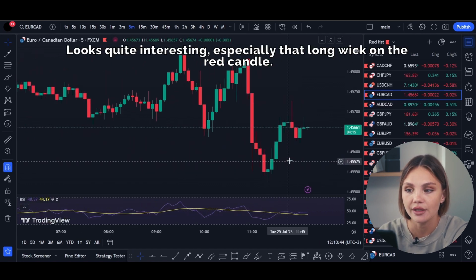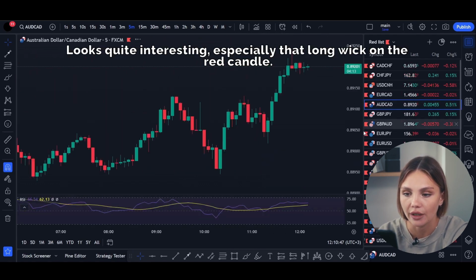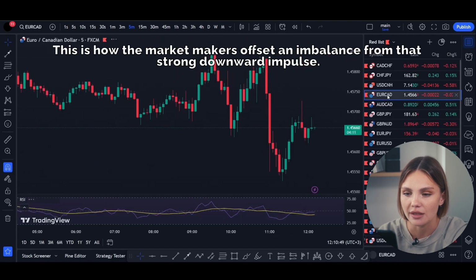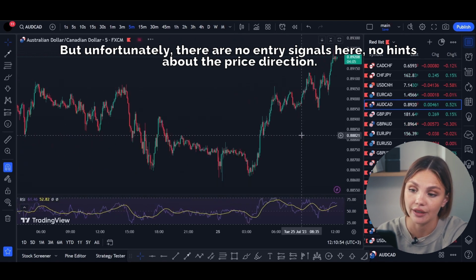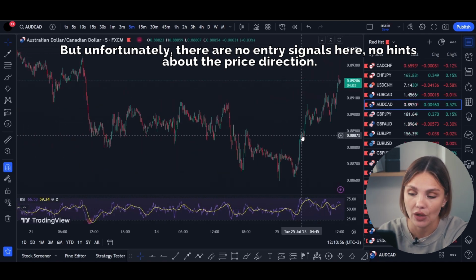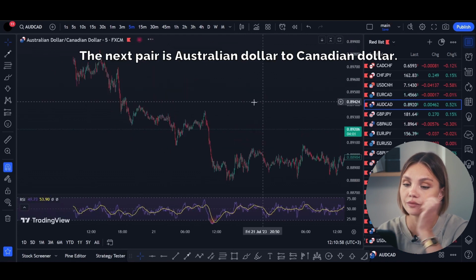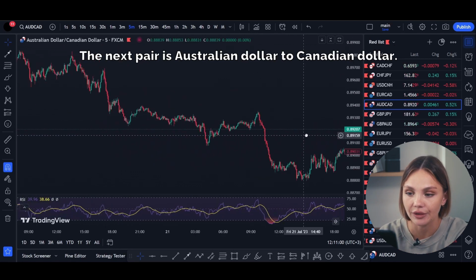Looks quite interesting, especially that long wick on the red candle. This is how the market makers offset an imbalance from that strong downward impulse. But unfortunately, there are no entry signals here, no hints about the price direction. The next pair is Australian dollar to Canadian dollar.